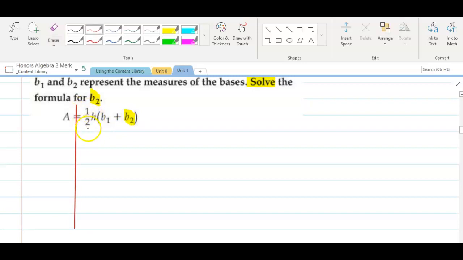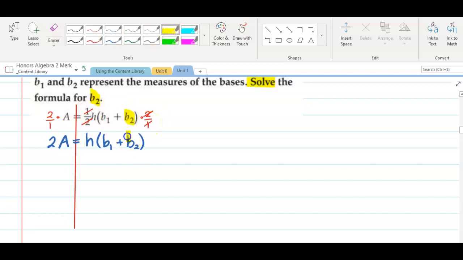Now remember what I started with in this video. When you have fractional coefficients like this, instead of dividing by a half to get rid of it, because it's 1/2 times the rest, we can multiply by the reciprocal on both sides. Multiply by 2 over 1. The 2's cancel, 1's cancel. Now I have 2a equals h times the quantity b sub 1 plus b sub 2. Multiplying by 2 on both sides got rid of that fraction.